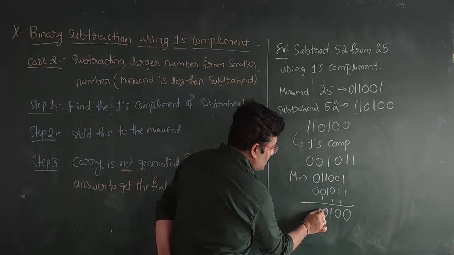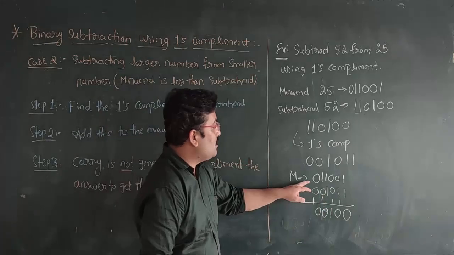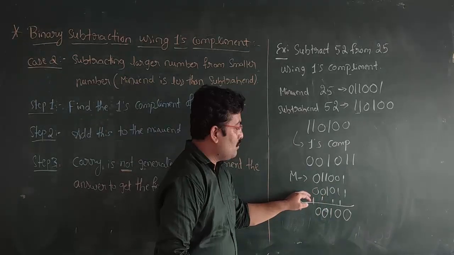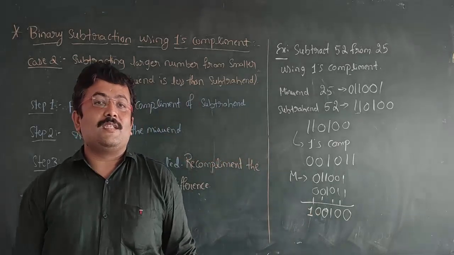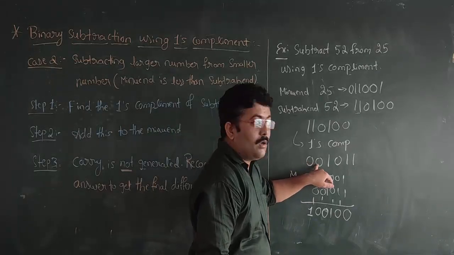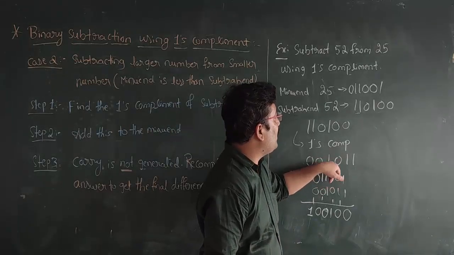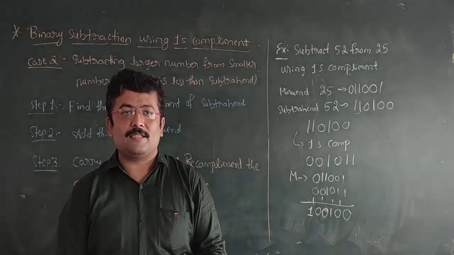1 plus 1 means sum 0, carry is 1. So at last 0 plus 0 is 0. 0 plus 1 is 1. So this is the answer for adding these two, the ones complement answer and the minuend. We will get the answer as 100100.